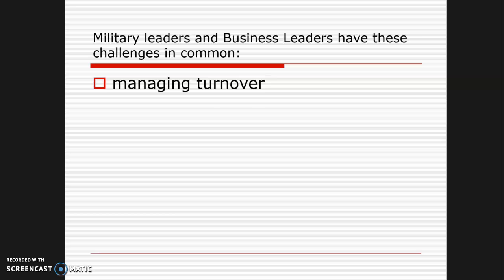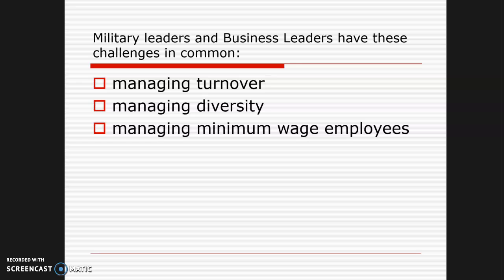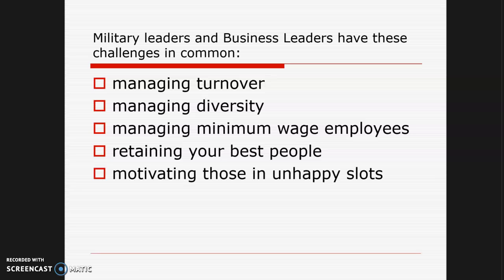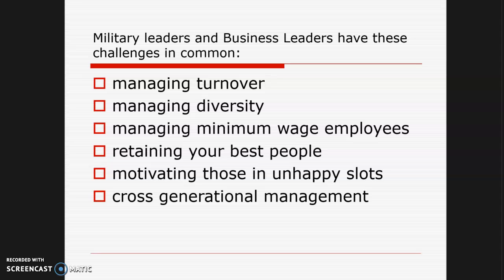Both leaders in both organizations have to manage diversity. Both leaders have to manage minimum wage employees. They both have to retain their best people, especially when you have 80% turnover, as in the case of the military. They both have to motivate people who are in unhappy slots, maybe temporarily. They both have to deal with cross-generational management. They both have to recruit. They both have to build teams.